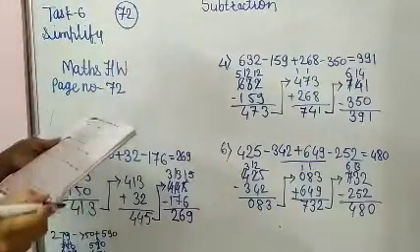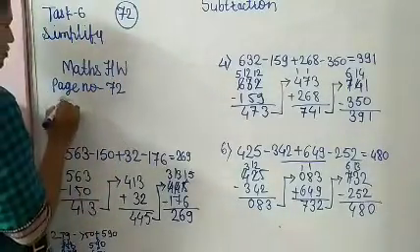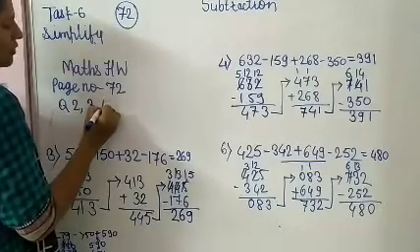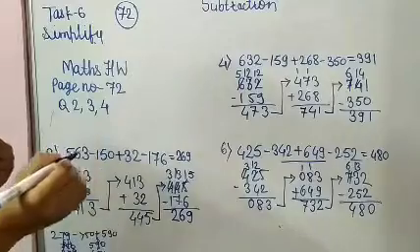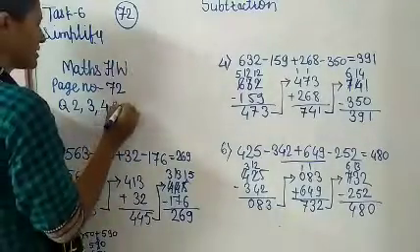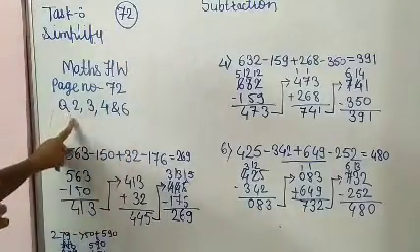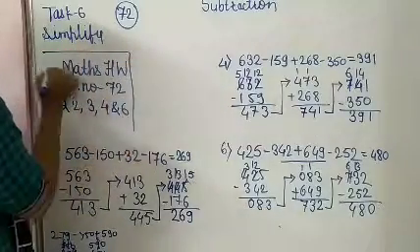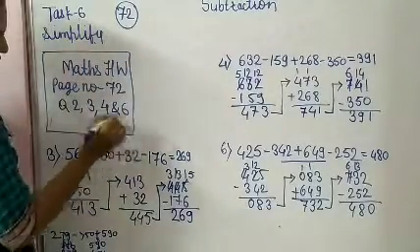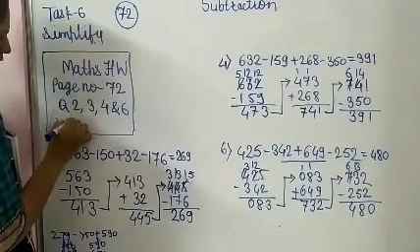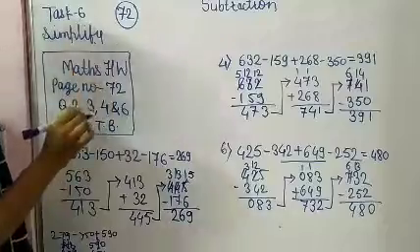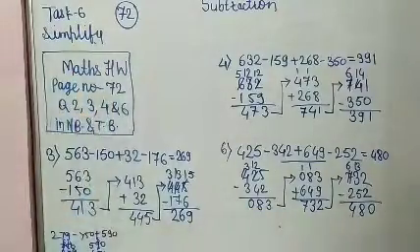Page number 72. Question number 2, 3, 4 and 6. Okay. So your first and fifth we skip it. So you have to complete this in your notebook and textbook. So that is your maths homework.